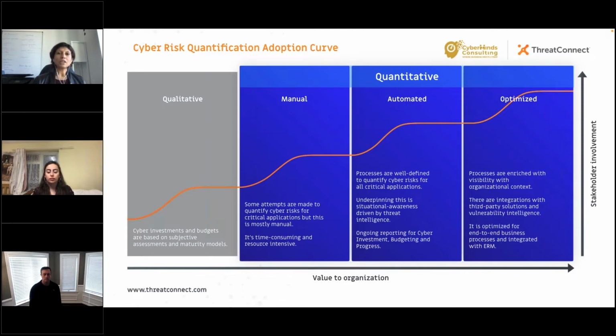Now, I've been talking to a CISO, and they are currently in the manual quantitative phase, where they are looking at doing quantitative analysis for a handful of critical applications. And the reason the CISO mentioned he wants to do it is, number one, it helps them understand how risk quantification works.